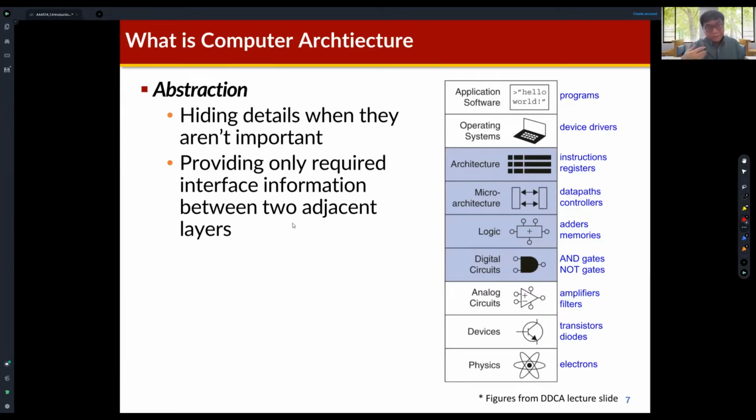It's not possible to understand every layer because the computer system is very complex these days. That means it's very hard. We cannot understand every aspect of computer systems, so we just focus on certain layers among many layers. Computer architecture just covers these two layers, architecture and microarchitecture.